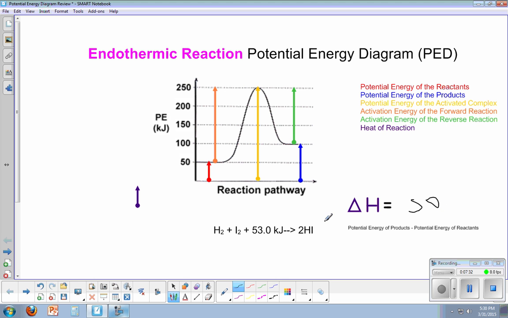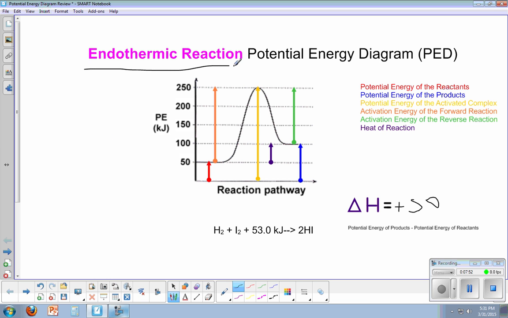So 50 kilojoules, and that's a positive 50 because we're absorbing it. 100 minus 50 is a positive 50. So 50 kilojoules are absorbed. If I wanted to show that with an arrow, it's going to be the purple one, and it's going to go from the reactants up to the products. In this case, up, because it's endothermic.